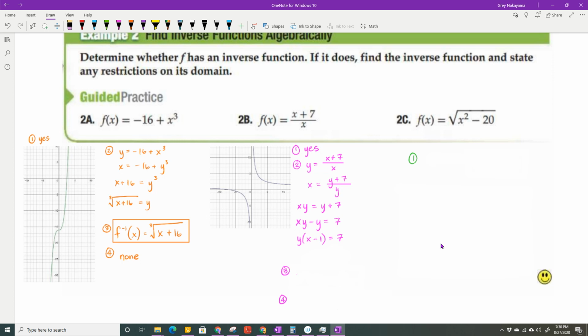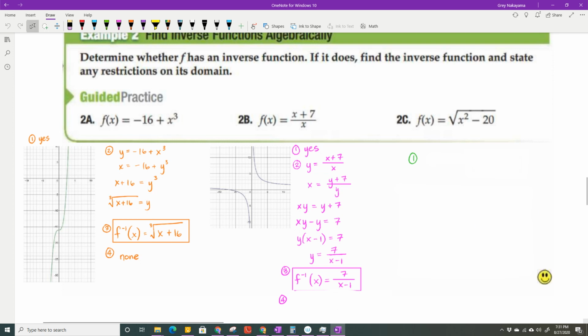And then I'm going to divide by that x minus 1, because to solve for y means I'm getting y all by itself, y'all. So it looks like that. And I'm going to replace the y with f to the negative 1 of x, or f inverse of x, and that would be the answer.